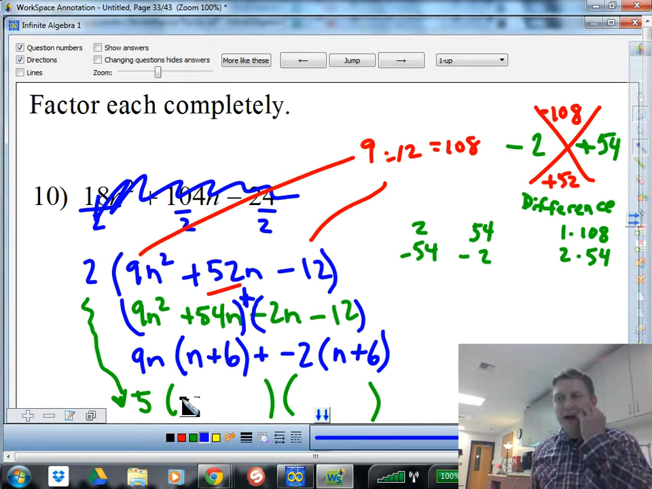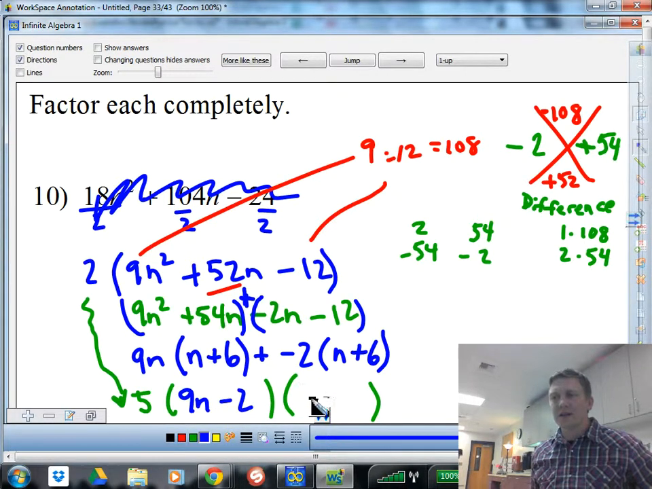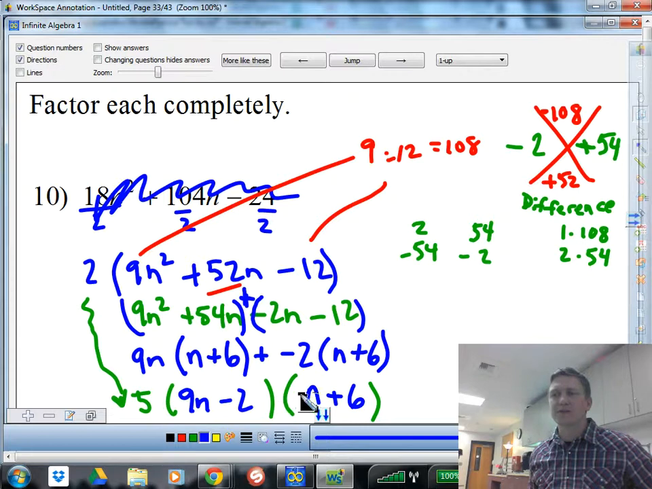Okay, so we're going to rewrite it. And we're going to put 9n here minus 2. And we're going to put n plus 6 right there. And that's our final answer, this last piece right down here.